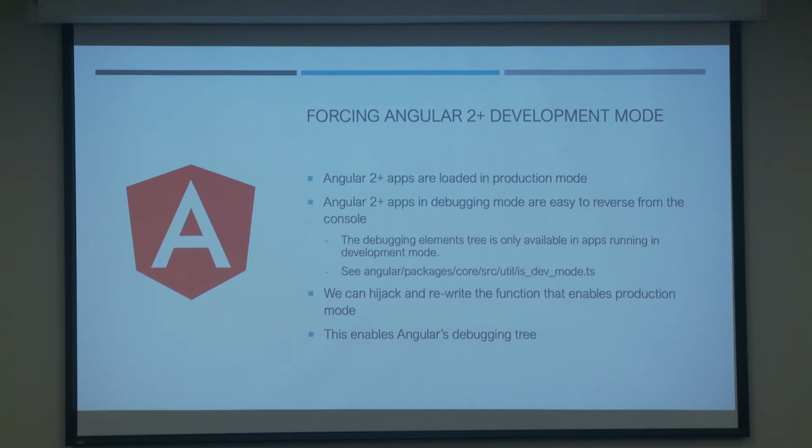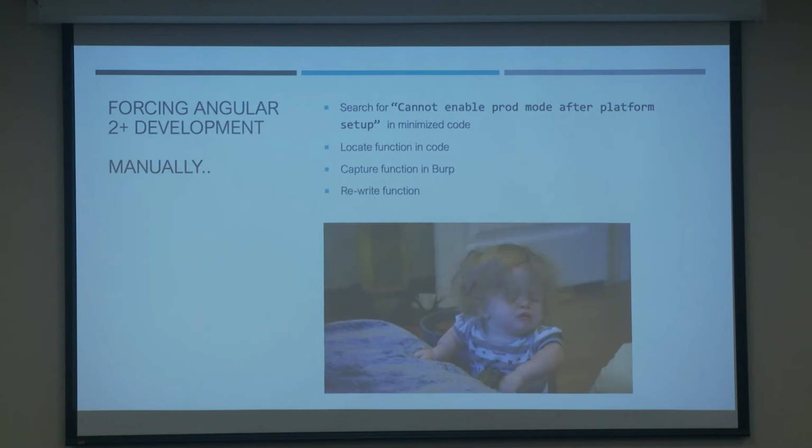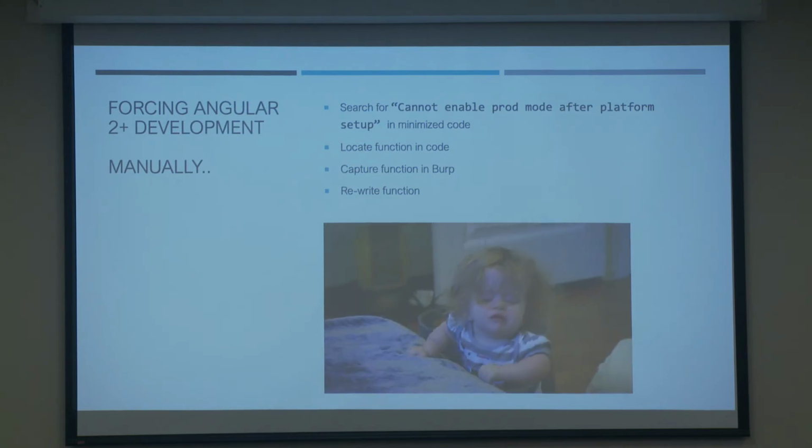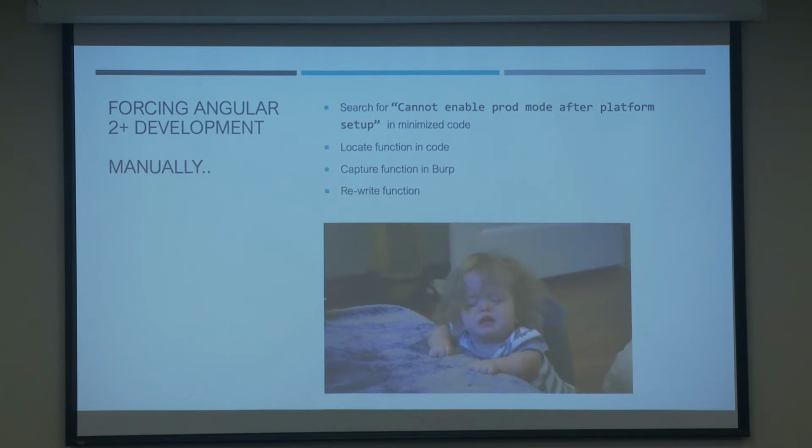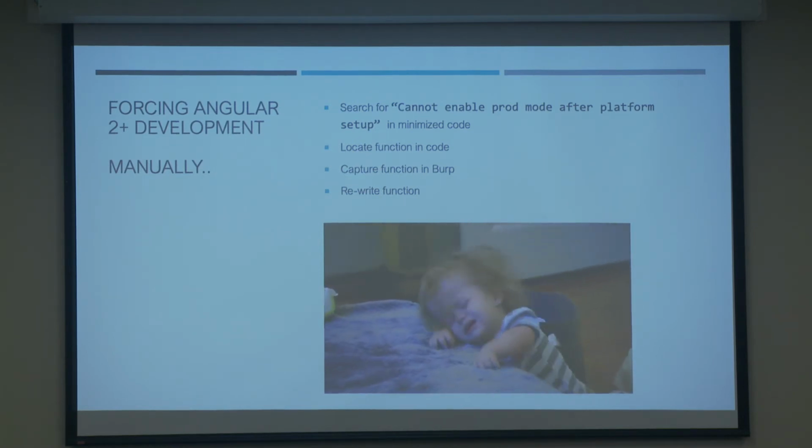We just hijack and rewrite the function. This enables the Angular debugging tree. Now you can do this manually using Burp. You can just capture your request, search for that string, "cannot enable prod mode as the platform setup in the minimized code." You locate the function in the code, you capture it in Burp, you rewrite it, and you release it. But that's a lot of work.